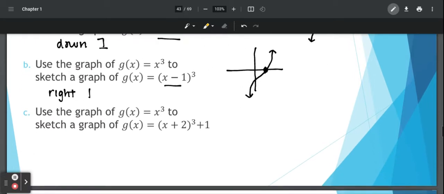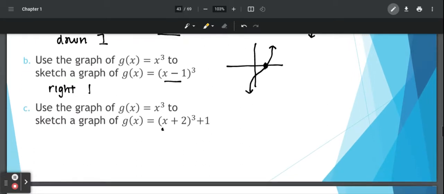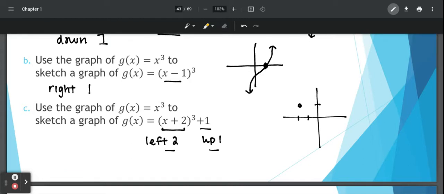And then in part c, we have a couple things happening. So this x plus 2 means that it's going to the left 2, and then it's going up 1. So that point that was at 0, 0, pick that point and then apply the transformation. If we need to go left 2 and up 1, that origin where we started now has shifted here, and then you have that cubic graph that goes through there.